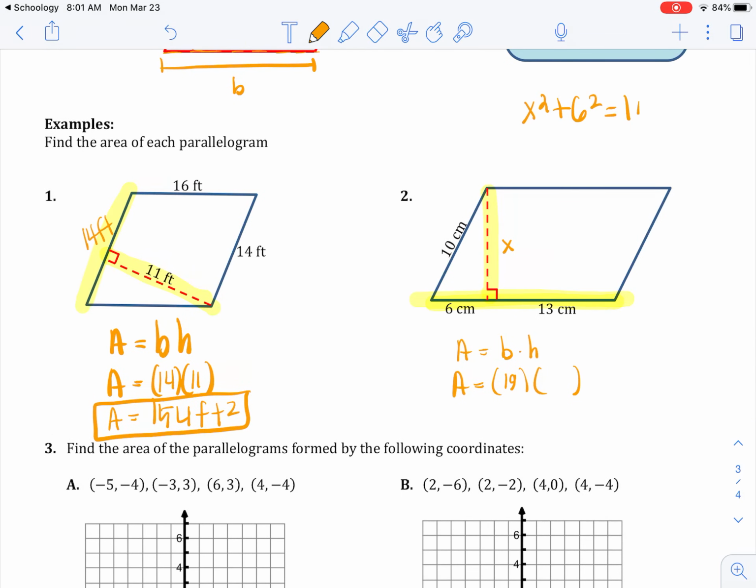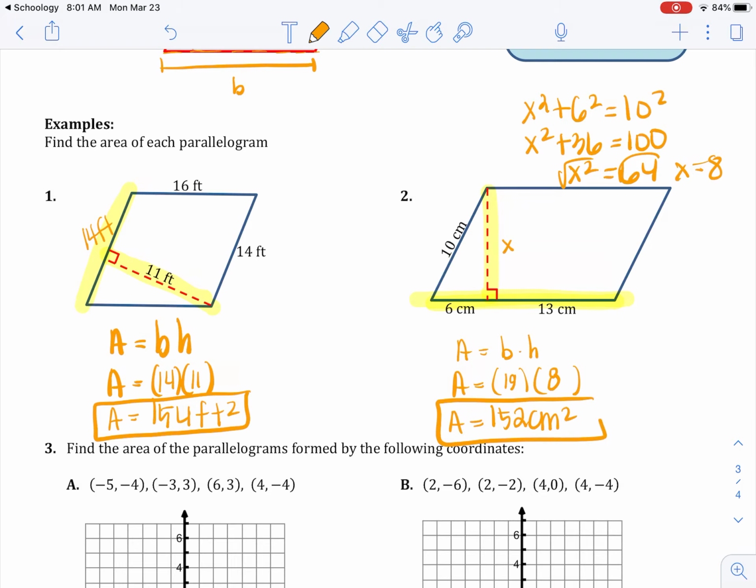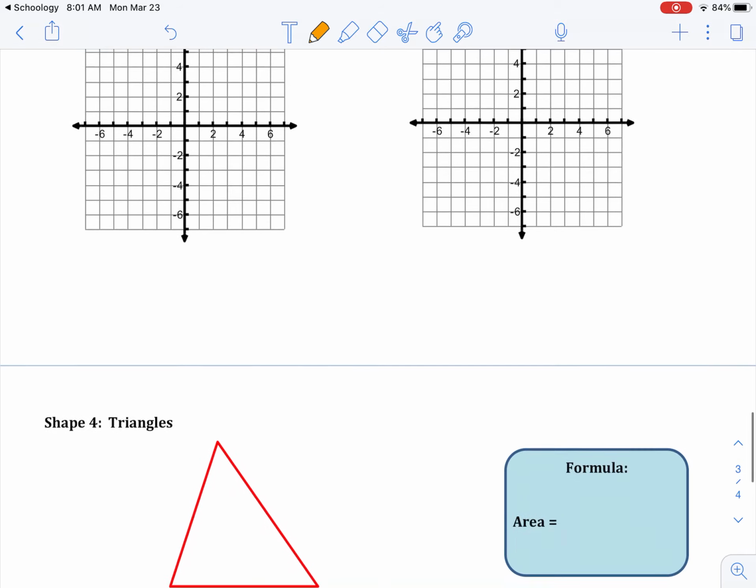Pythagorean theorem. You guessed it. X squared plus 6 squared equals 10 squared. X squared plus 36 equals 100. Subtract 36 from both sides. X squared equals 64. Square root, x equals 8. Put an 8 right there. And you got your area is 152 centimeters squared.